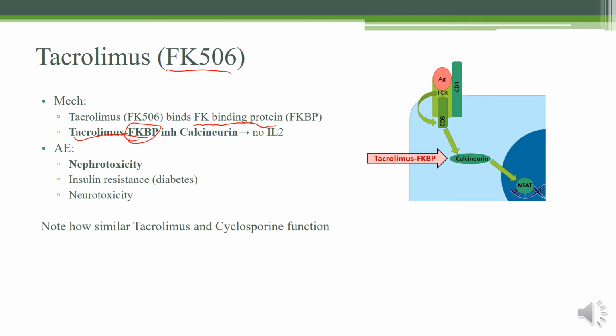And that is going to inhibit calcineurin. And the same way, you're going to get no IL-2 production and no T cell proliferation. Just like cyclosporine as well, you get a lot of nephrotoxicity. But different from cyclosporine is that it can cause stuff like insulin resistance and diabetes, and it can cause neurotoxicity, which is similar to cyclosporine. So just look at how similar it is. You could see that the biggest difference is going to be the mechanism, which one it binds to, and that's just going to be FKBP for tacrolimus, and that tends to be what the questions are going to ask you.